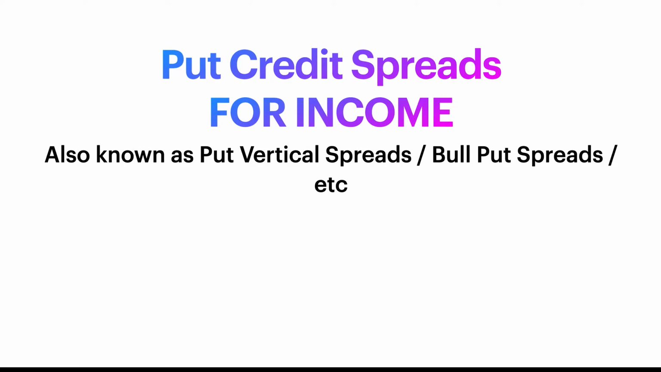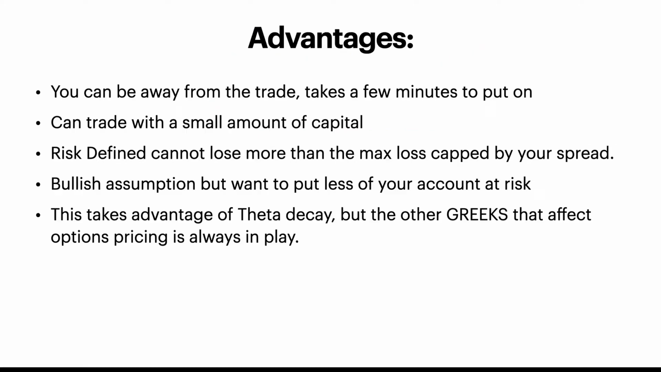Put credit spreads are also known as put vertical spreads or bull put spreads. Sometimes people just call them verticals and so on, so just keep that in mind. With put credit spreads, you're taking in a credit when you create this trade, and that credit is given to you from the broker, and you basically want to give it back to the broker at a lower value. So keep that in mind.